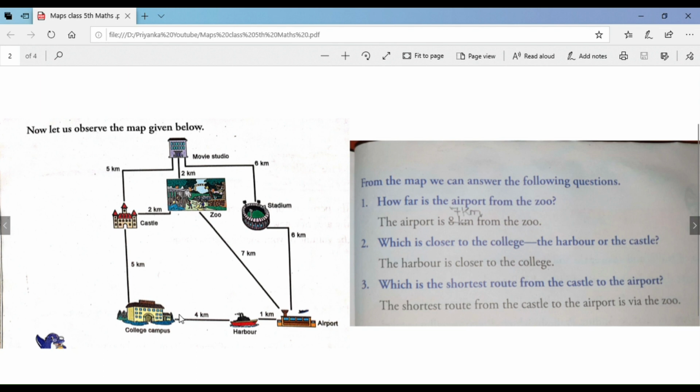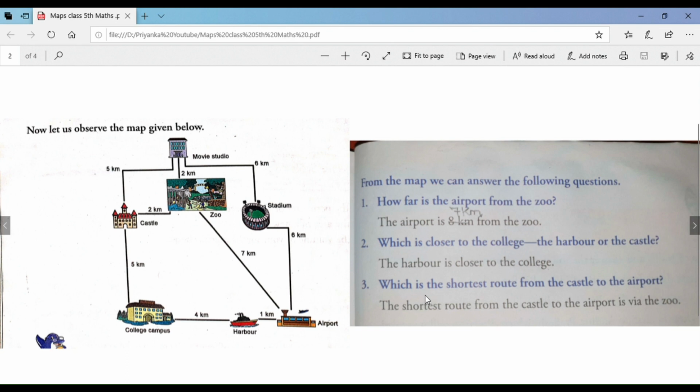देखिए कॉलेज से हार्बर का जो डिस्टेंस है वो 4 किलोमीटर है, और कॉलेज से जो कैसल का डिस्टेंस है वो 5 किलोमीटर है. तो आपको खुद क्लियर है 5 और 4 में से स्मॉलर क्या होता है? 4. दैट मीन्स कॉलेज कैंपस से हार्बर क्लोजर है और कैसल दूर है. ओके, सो आंसर आप देखिए the harbor is closer to the college. ओके स्टूडेंट्स, इज इट क्लियर?